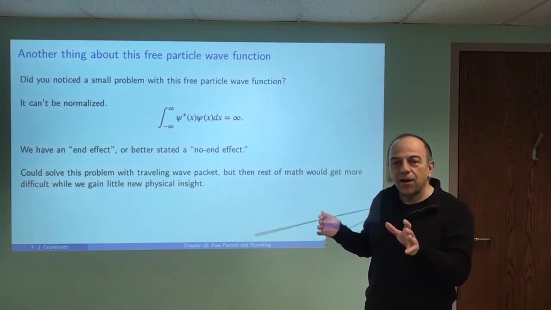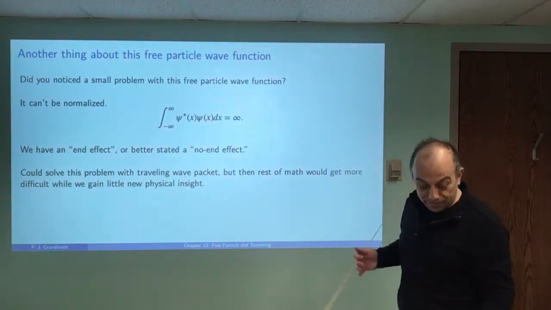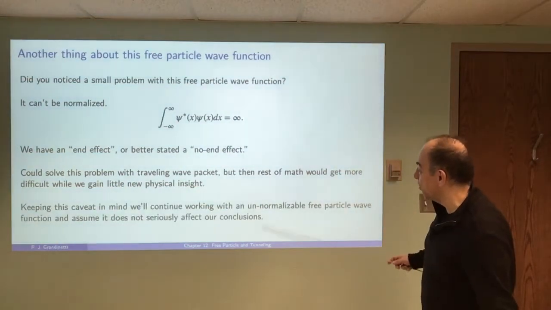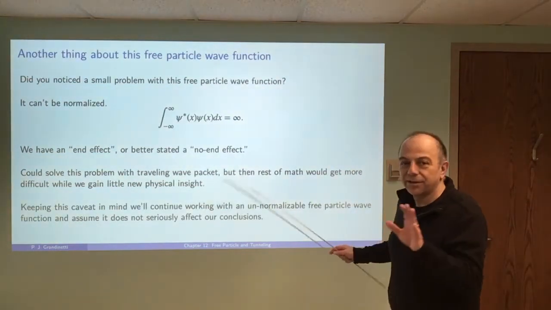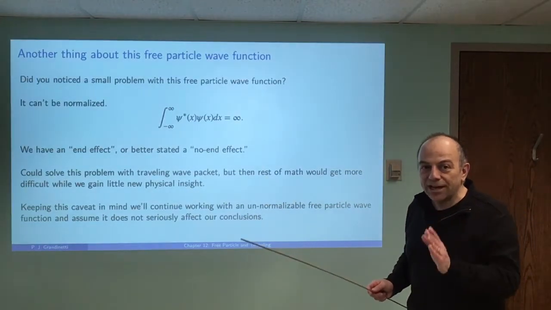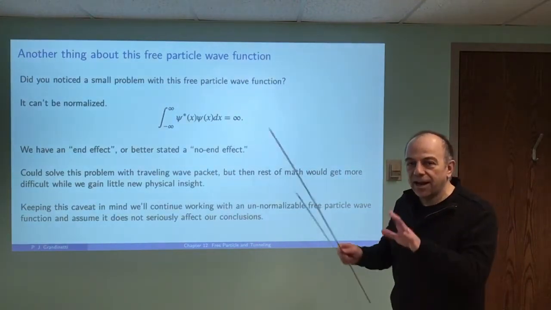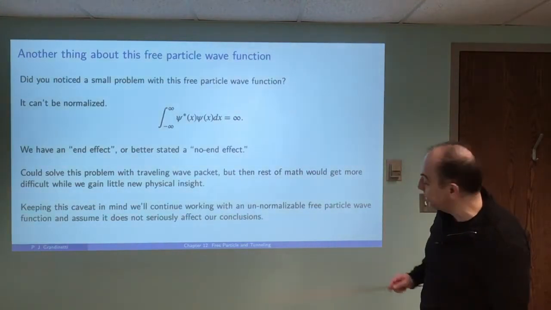And that would probably be a more physical, more appropriate picture to use. But that's going to make all the math in this chapter a lot harder, and it's not going to change any of the conclusions we're going to have in this chapter, okay? So we're going to continue to work with this unnormalizable wave function for the free particle with infinitely precise momentum. But it's not going to be a problem in terms of the conclusions we're going to draw in this chapter.